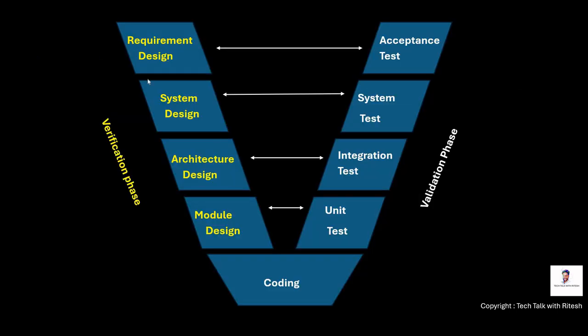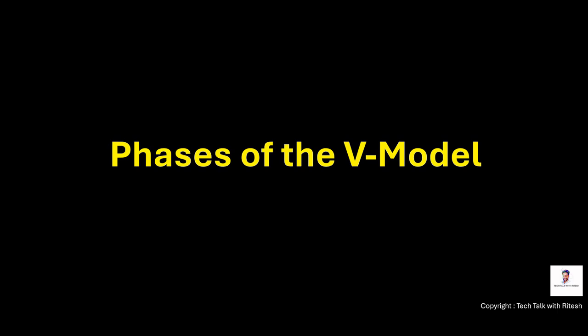Now let's understand with this pictorial format. That's why it's called the V model, because for every phase of the development there is a corresponding testing phase. So for example, for requirement design, we have the acceptance test. For system design, we have the system test. For architecture design, we have the integration test, and so on, right? Because we can imagine it as a V, that's why it is called the V model. Let's see the phases of the V model.